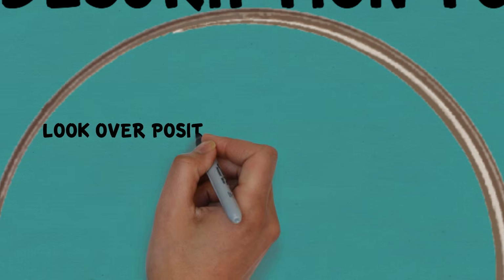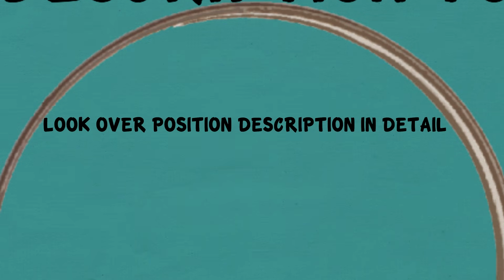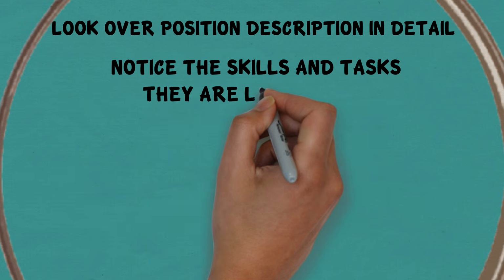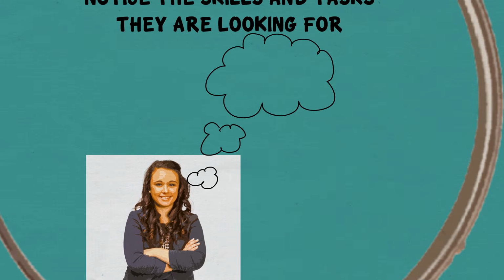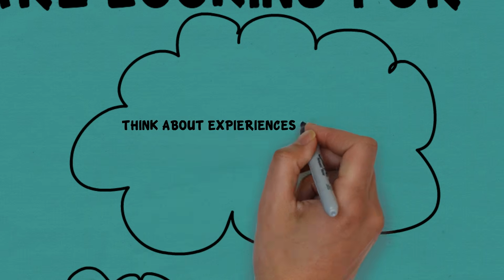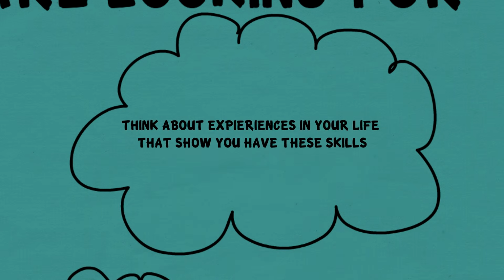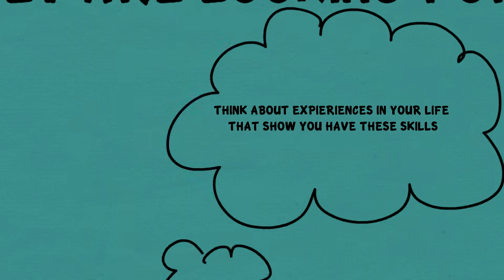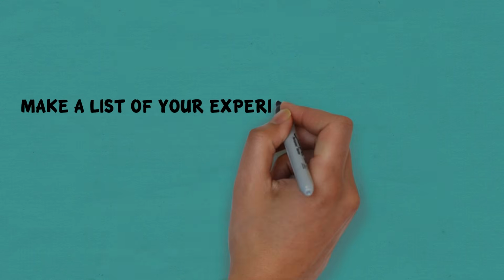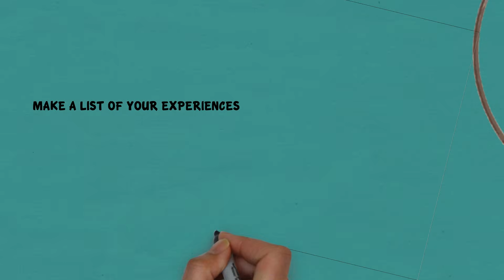So, look over the position description in detail. Notice the skills and tasks they are looking for a successful candidate to have or do. Think about experiences in your life that demonstrate you have these skills or have done these tasks. Next, make a list of experiences you'll likely use on the resume for this position.